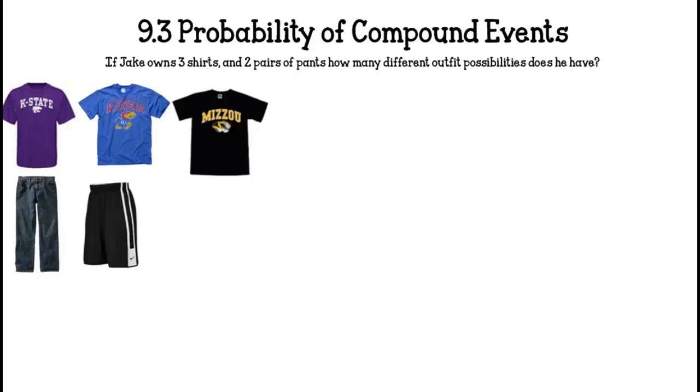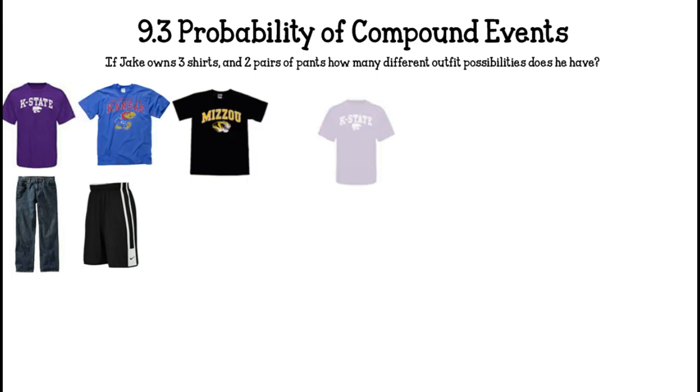Okay, lesson 9.3 is the probability of compound events. And to get this lesson started, we're going to do a little shopping. So, Jake owns 3 shirts and 2 pairs of pants. How many different outfit possibilities does he have? So, we need to go looking in his closet and play fashionista.